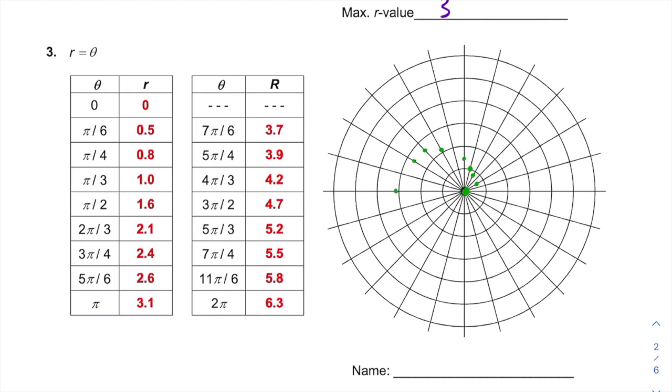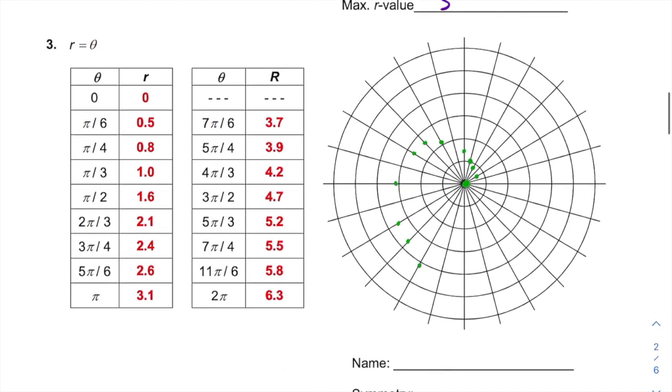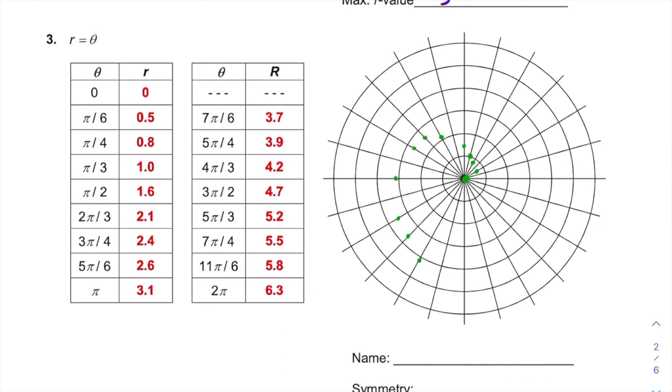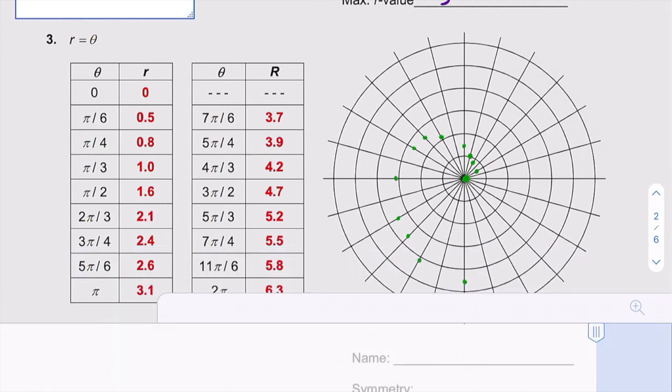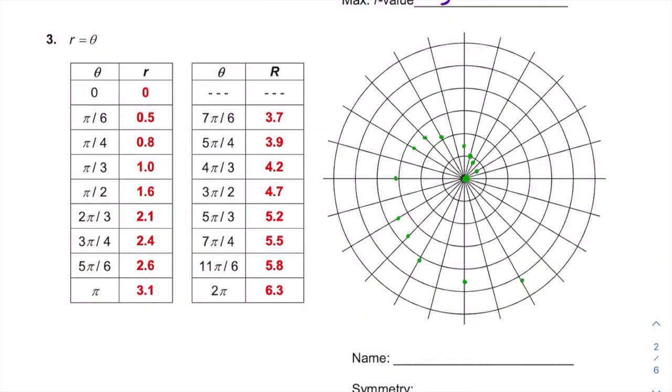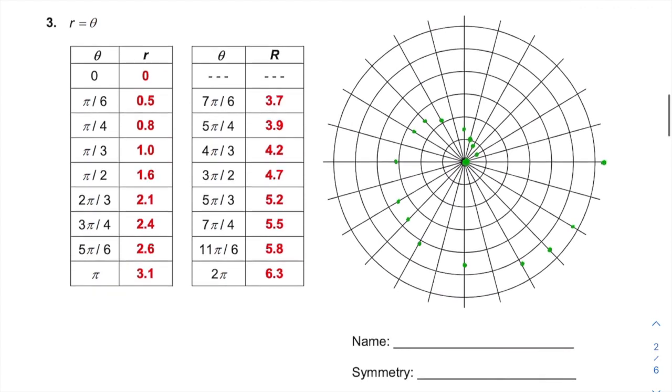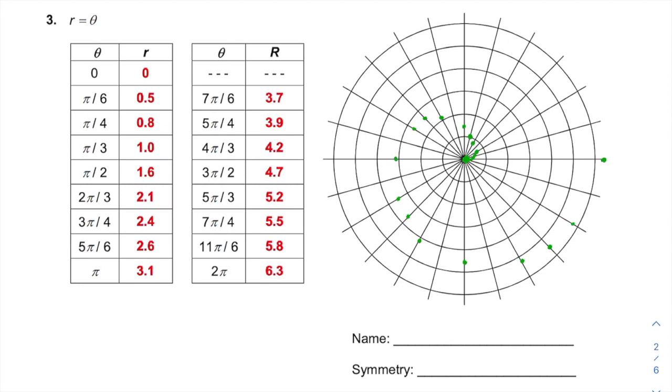So we're going to keep going. All right, hopefully you can do these, so keep plotting these. I'm going to keep going. 3.9, 4.2, 4.7. All right, 5 pi over 3. I don't think I've ever graphed anything in this quadrant. 5 pi over 3 is going to be 5.2. And then 5.5, 5.8, 6.3. Oh, what are we doing here? Looks like it is forming some sort of spiral.